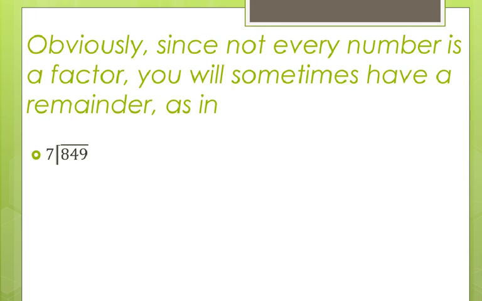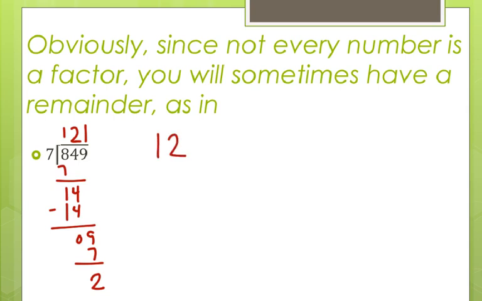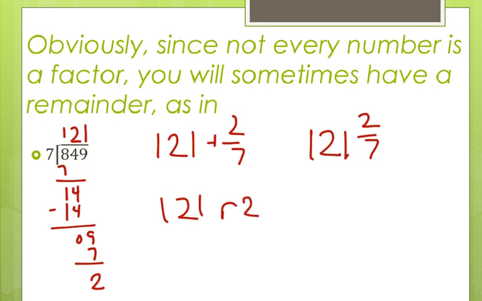So if I say 7 goes into 8 one time, 1 times 7, subtract it. 7 goes into 14 twice, 2 times 7, 14, subtract it. And I bring down that 9, and 7 goes into 9 one time, and I have 2 left over and there's nothing else to do. Now at that point you either bring in decimals, or you can say that it's 121 plus 2/7, or 121 and 2/7, or 121 remainder 2.